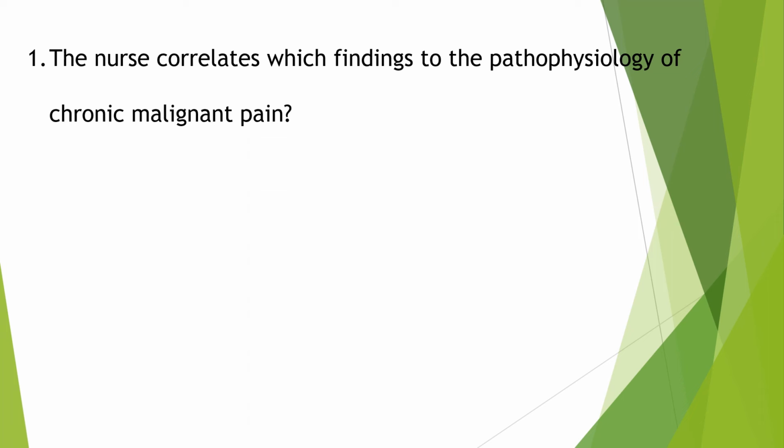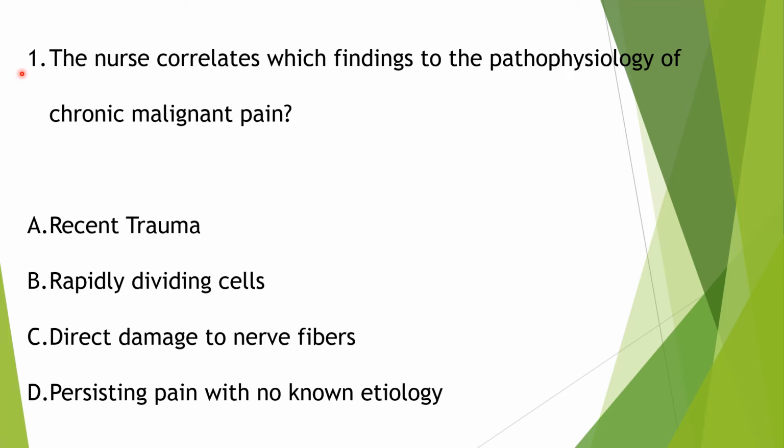The first question: the nurse correlates which findings to the pathophysiology of chronic malignant pain? Recent trauma, rapidly dividing cells, direct damage to nerve fibers, or persisting pain with no known etiology. Here the question is asking the pathophysiology of chronic malignant pain. So something related to malignancy, you know that it is rapidly dividing cells. So this answer is rapidly dividing cells. Recent trauma and direct damage to nerve fibers are characteristics of acute pain.